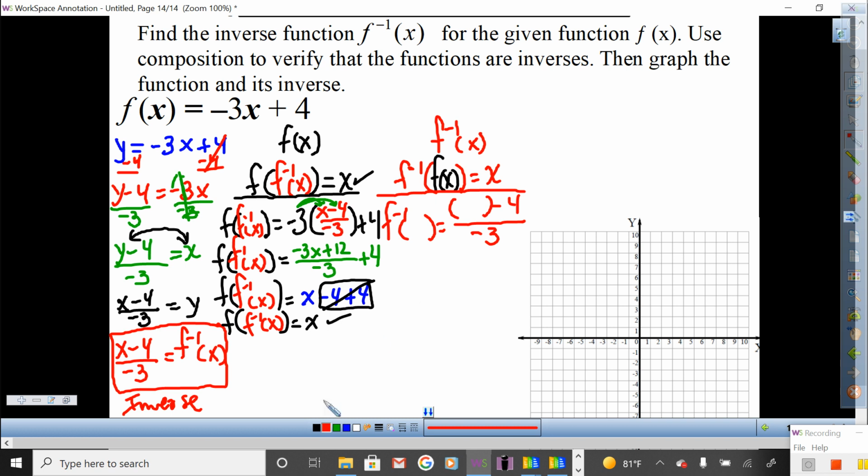All right. But now instead of x, I'm going to substitute what? F of x for this side. So on this side, what is f of x? This, negative 3x plus 4. Copy that, please. Let me zoom in.